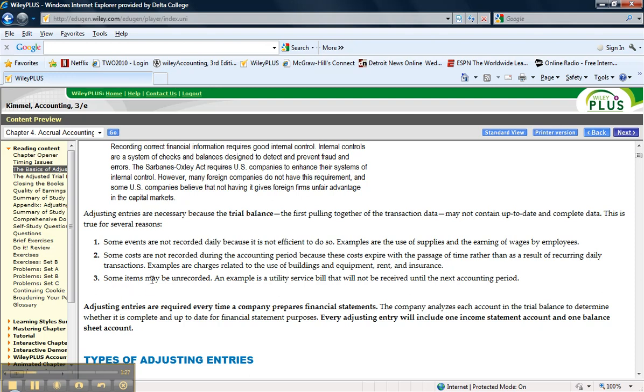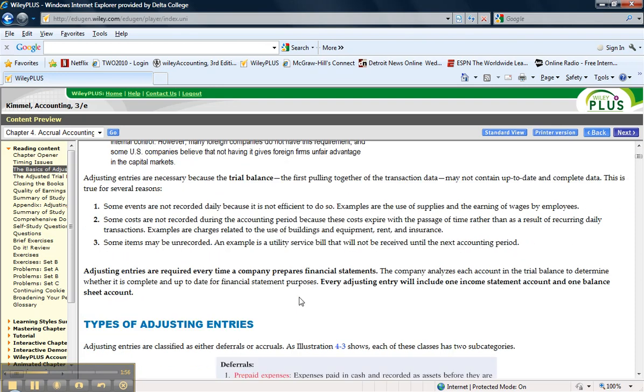And then finally, some items may be unrecorded. So a utility service bill, for instance, is not going to be received until the next accounting period. Well, the matching principle says you've got to record utilities expense as you use those utilities. If you don't have a bill, then you have no basis for recording an expense. So what the matching principle says we have to do is record an adjusting entry to estimate or put some kind of an expense in that period that we use the utility.